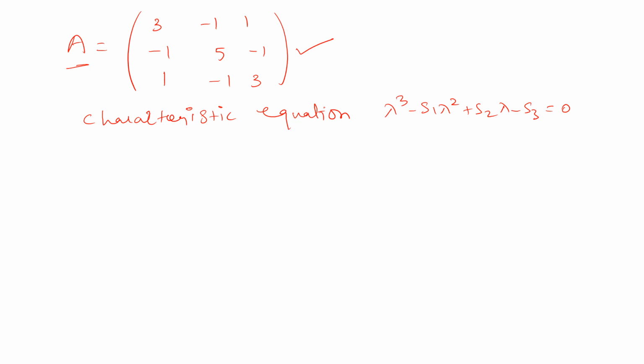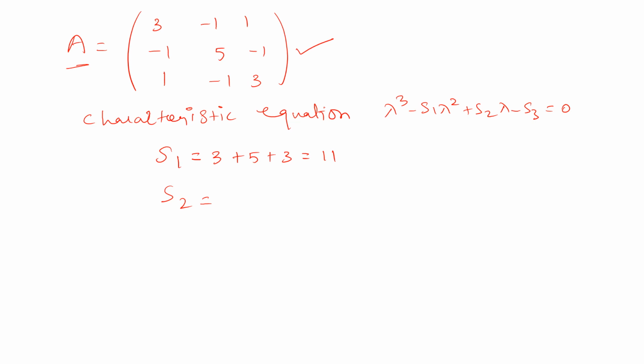Okay. So the general characteristic equation is lambda cube minus s1 lambda square plus s2 lambda minus s3 equal to 0. Here s1 is equal to the trace of A. Trace is nothing but the sum of the diagonal elements. So 3 plus 5 plus 3, which is equal to 11. Then s2 is equal to the sum of the determinants of the minors of the diagonal elements.